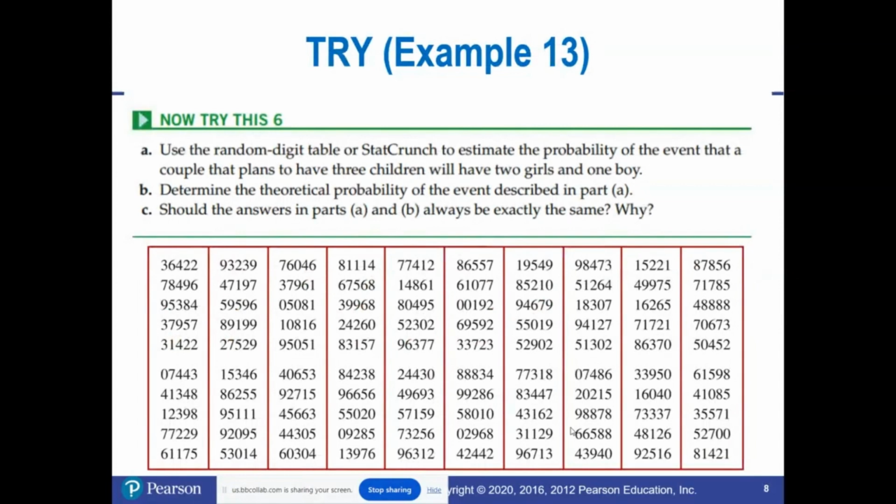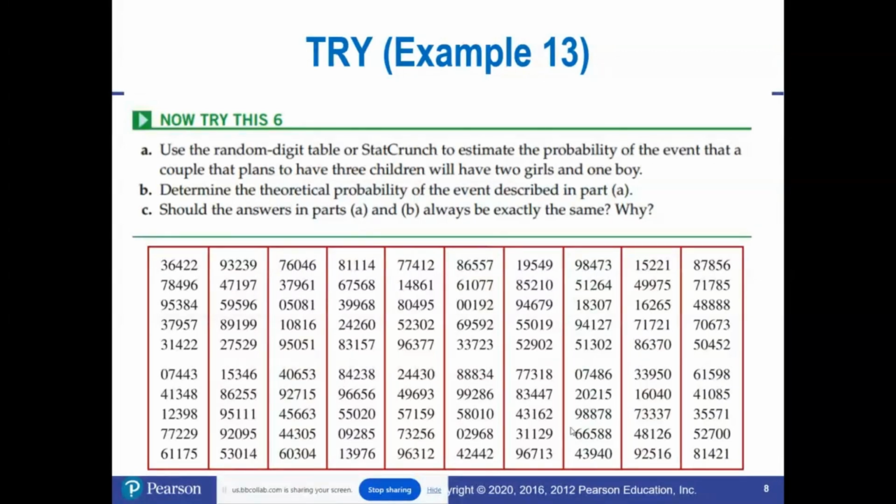Okay, this is one for you to try. Those of you who are watching the video later, pause the video and see if you can work through the problem, and then we'll look at the answers together. Okay. So it says to use a random digit table or StatCrunch. We're going to just use this random digit table that I copied from the previous slide.